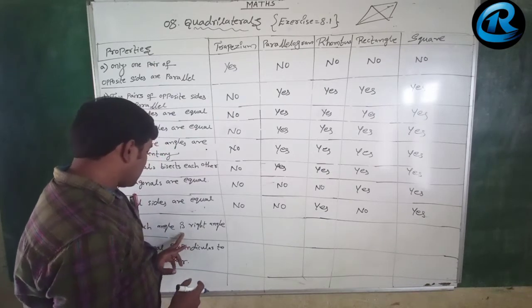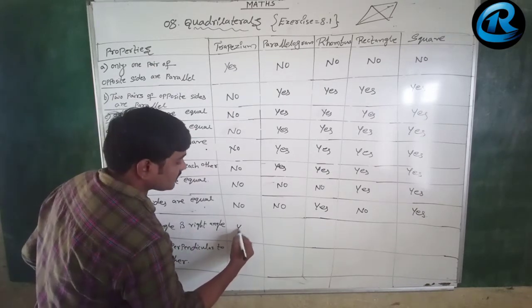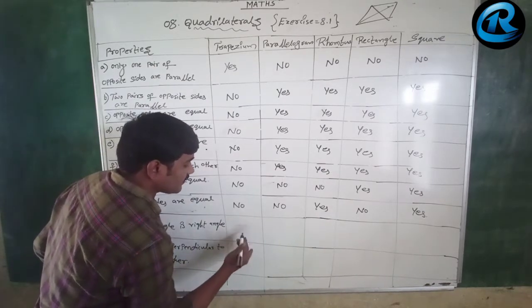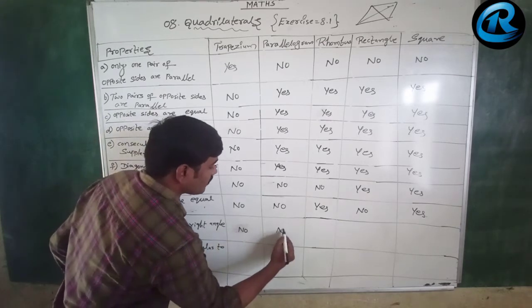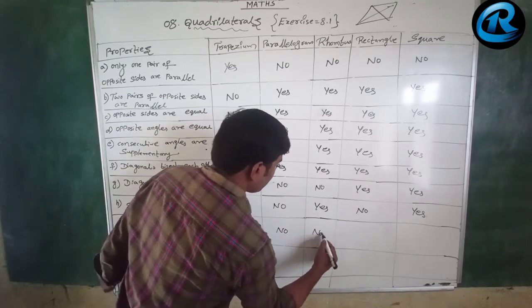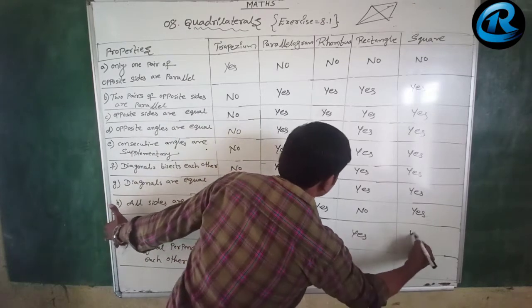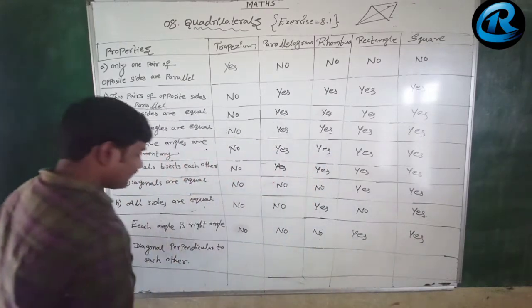Each angle is a right angle. In the trapezium, no. In parallelogram, no. In rhombus, no. Rectangle and square, yes, each angle is equal to 90 degrees.